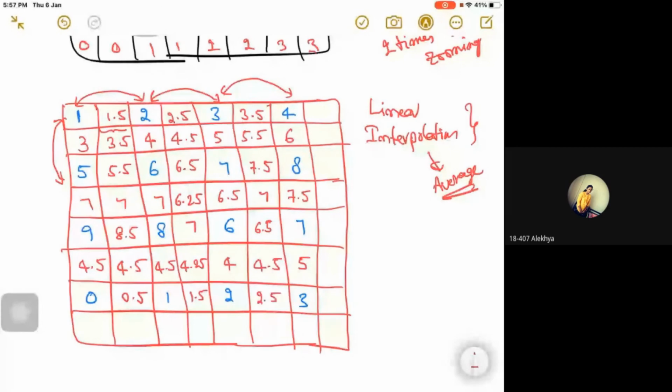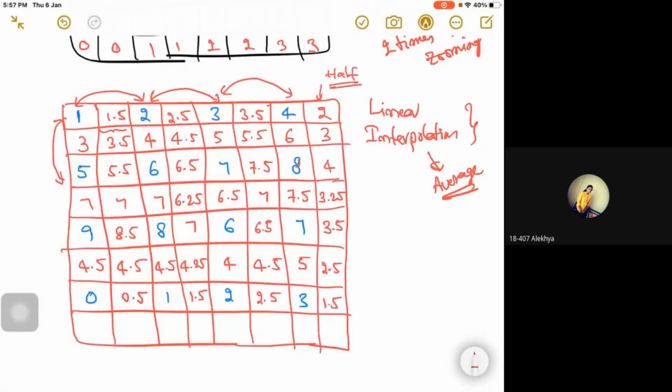Okay, fine. What about the last column and last row? Because there is no other value to get the average. So for this, what you have to do is take half of the previous. Only take half the value of the previous. Half of 2, half of 4 is 2, half of 6 is 3, half of 8 is 4, half of 7.5 is 3.25, then half of 7 is 3.5, and half of 5 is 2.5, then half of 3 is 1.5.